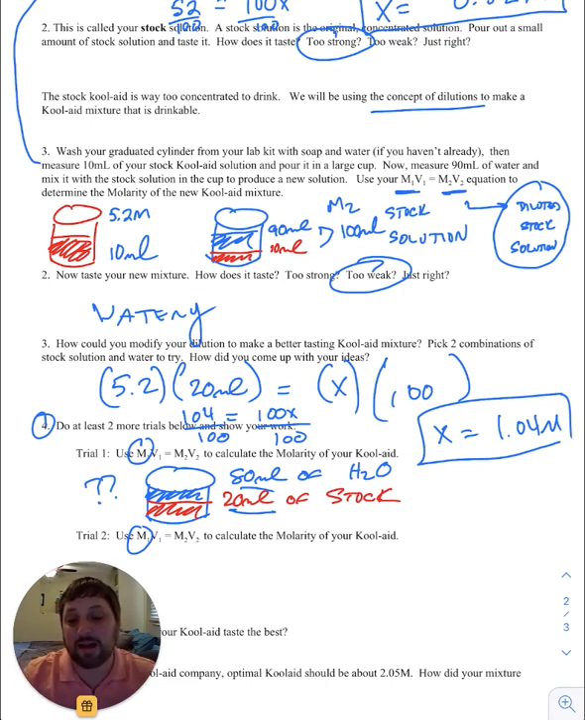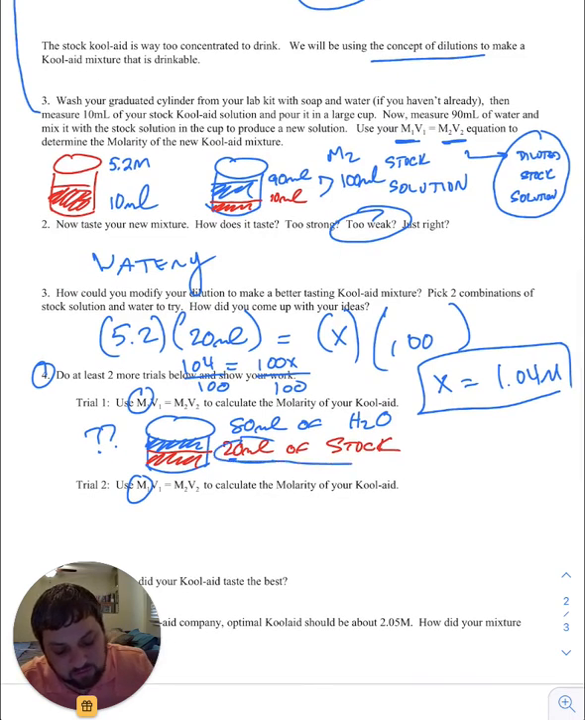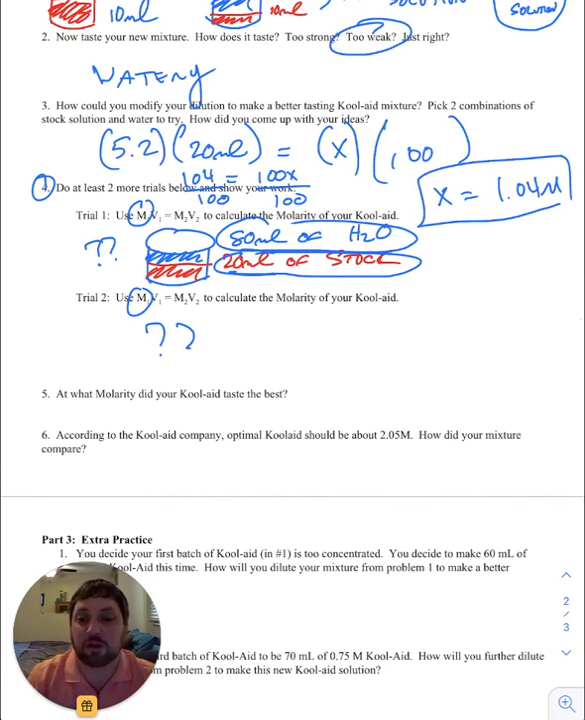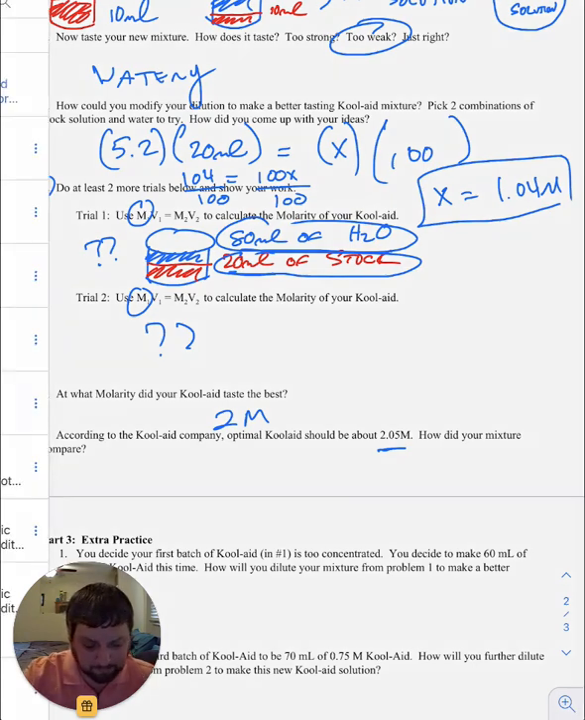So maybe this tastes better for you, maybe it doesn't. Whether or not it tastes better or not, you're going to do another trial 2, and you are going to pick out a different amount of stock and a different amount of water. So if you need help coming up with trial number 2, you can reach out and we can work through this together, but this would be something that you created on your own. Number 5, at what molarity did your Kool-Aid taste best? I've actually done this, and I've found, for me, it is really close to what the Kool-Aid company creates their Kool-Aid at in terms of solution. So for me, it's right around the same. How did yours compare? Again, that's up to you.